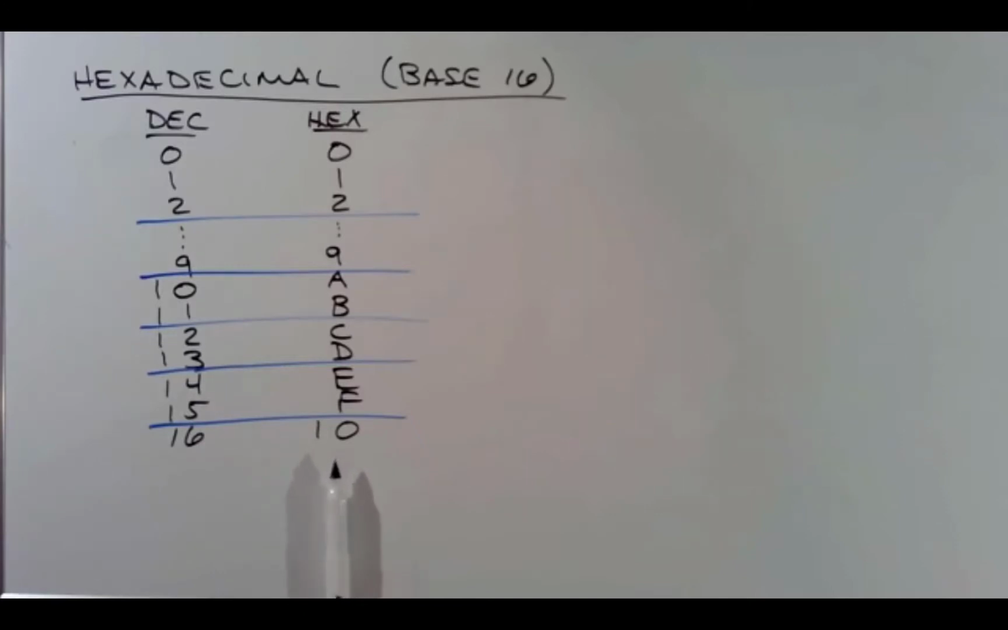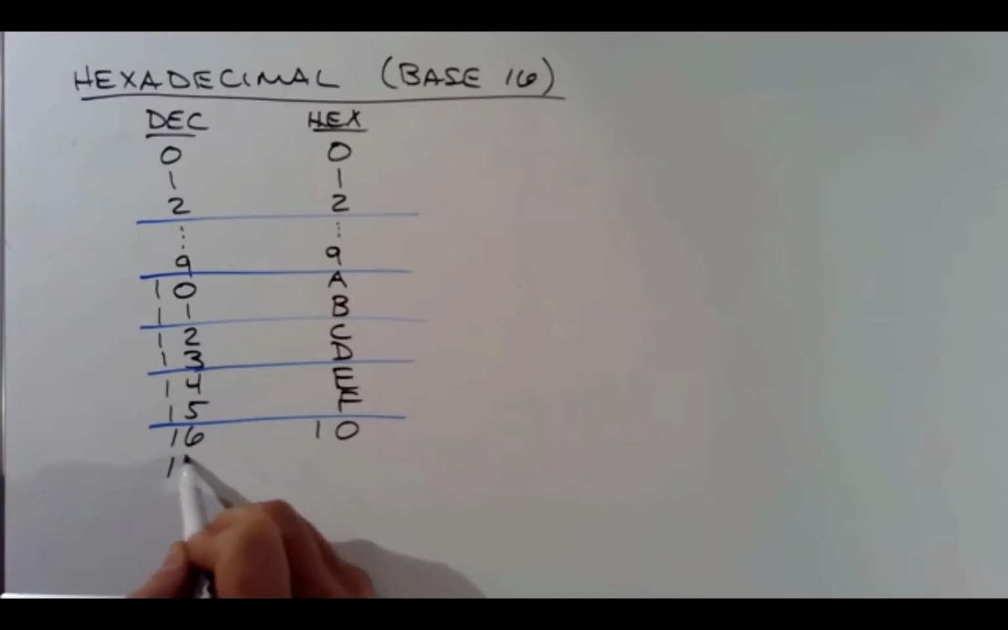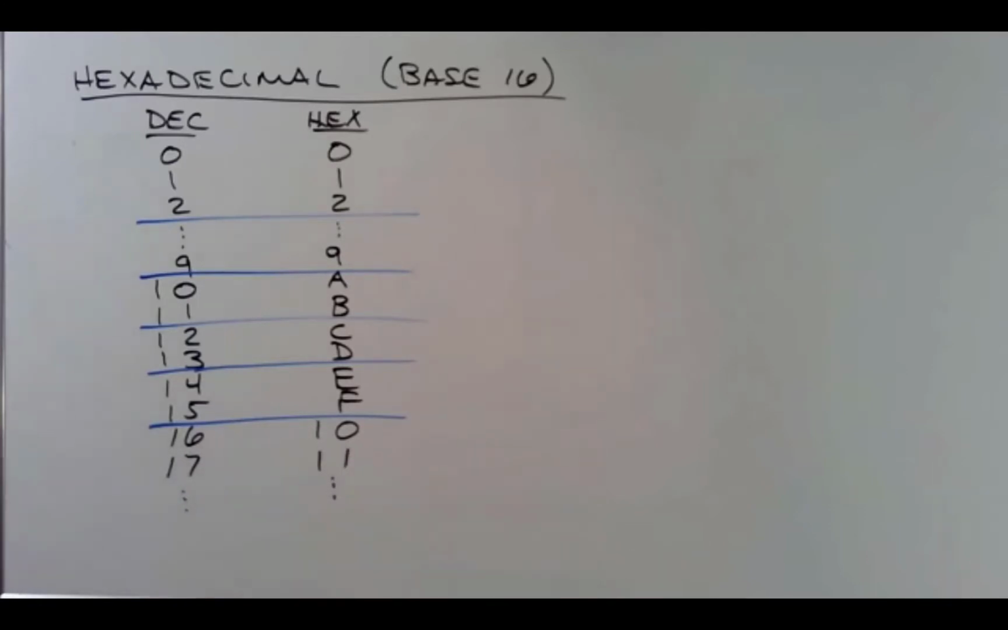And there's a reason. I'll show you why we do this. There's a reason to this madness here. And then 17 is 11 and so on, right? So you could keep counting like that.